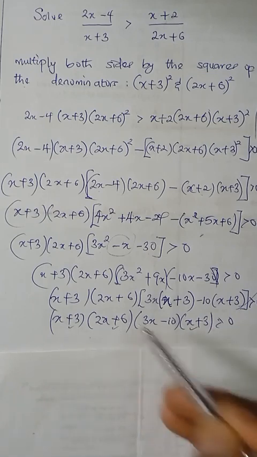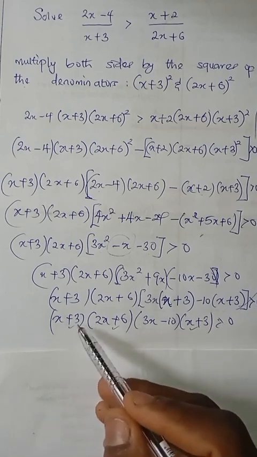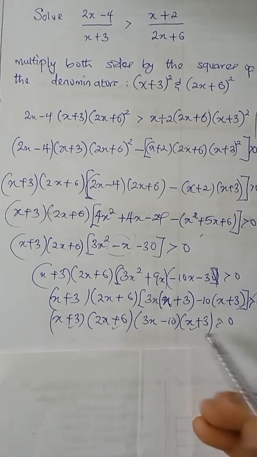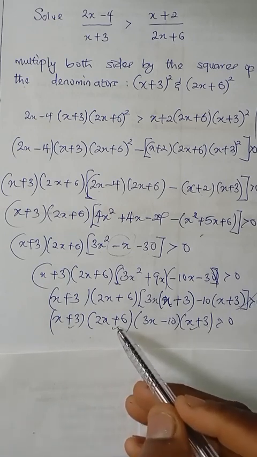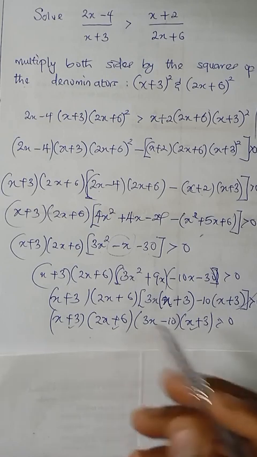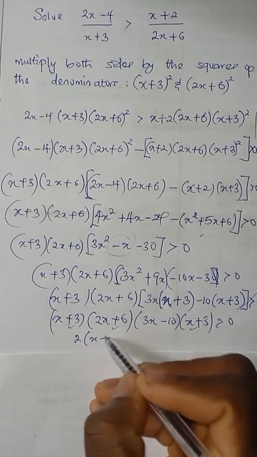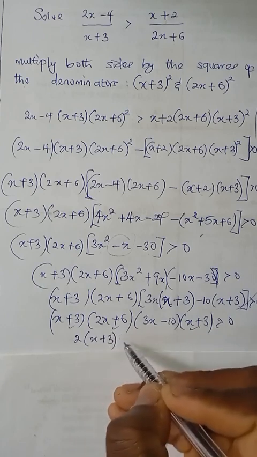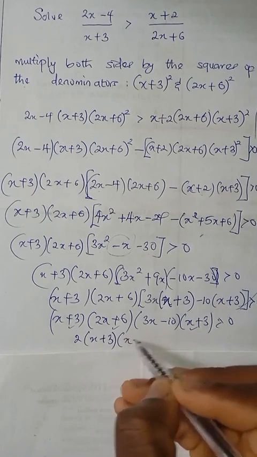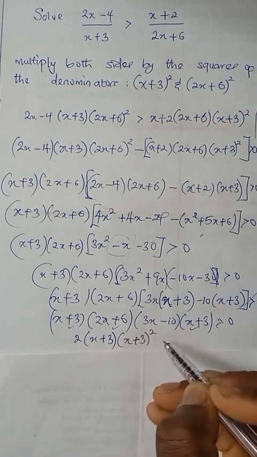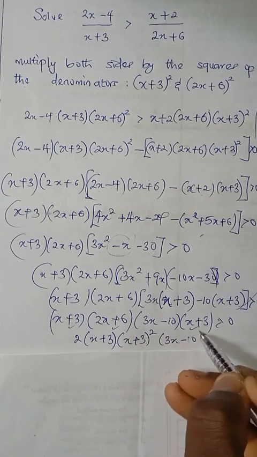this and this are the same thing. Yes, because x plus 3 and x plus 3, of course, you can write this as x plus 3 squared. But when you look at this one carefully, you can still factorize this as 2 into x plus 3. So we have 2 into x plus 3 times x plus 3 squared into another 3x minus 10, all greater than 0.